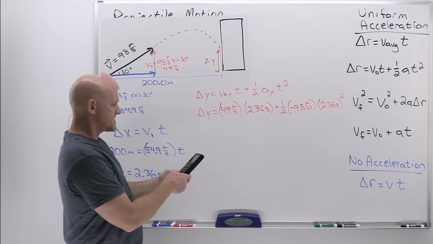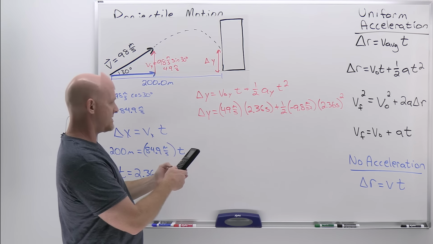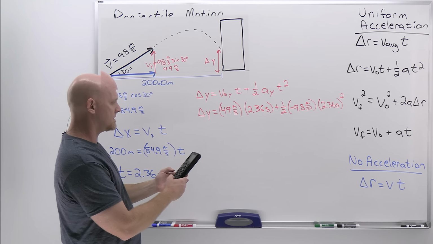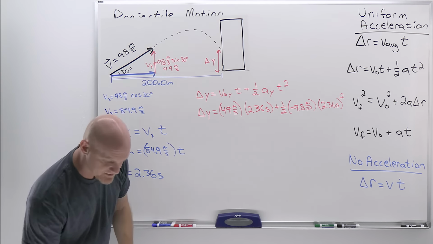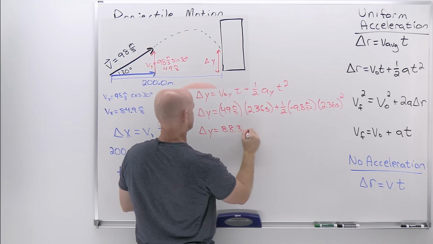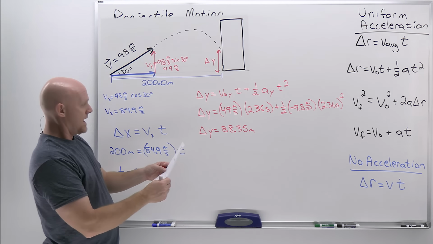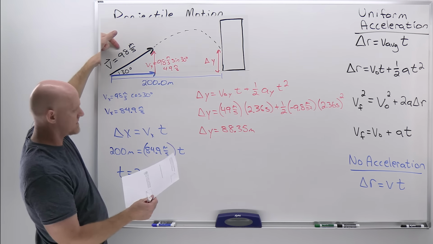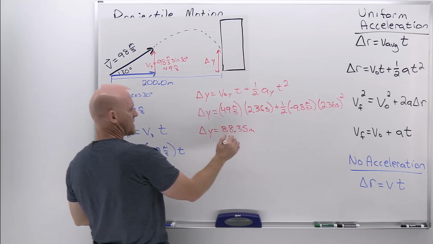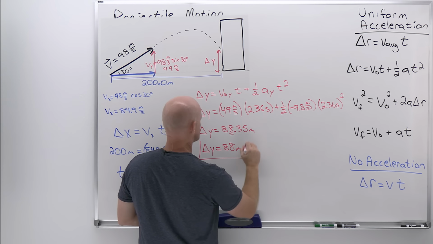All right, so 49 times 2.36 plus 1/2 times negative 9.8, really important to get your sign there, times 2.36 squared, and we're going to get 88.35 meters. And if we go back to our inputs here, it looks like the 49 meters per second here was given us 2 sig figs. That's going to be our limiter, actually. So when we round this, it's going to round down, and so delta y is equal to 88 meters. That is your final answer.